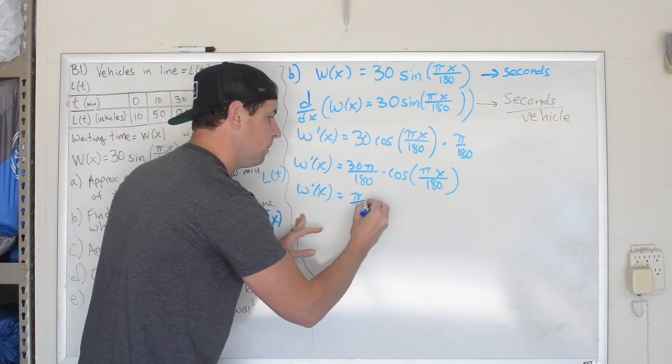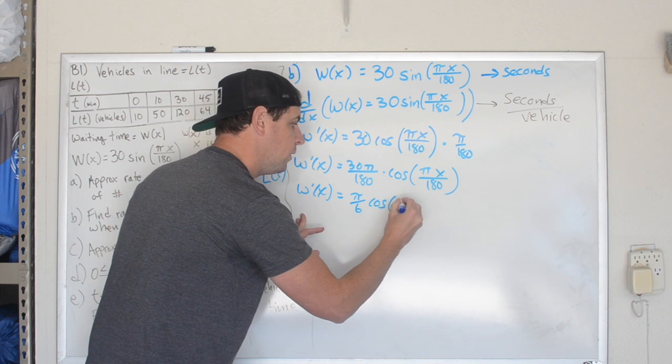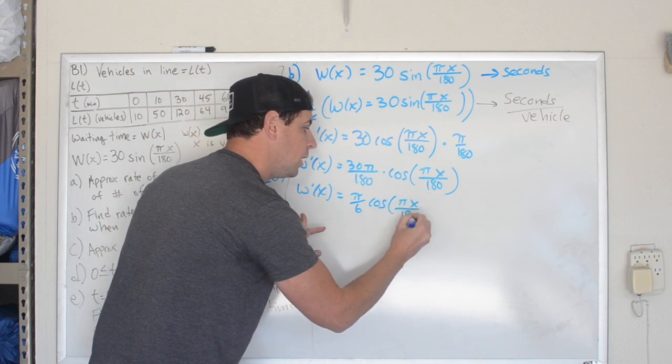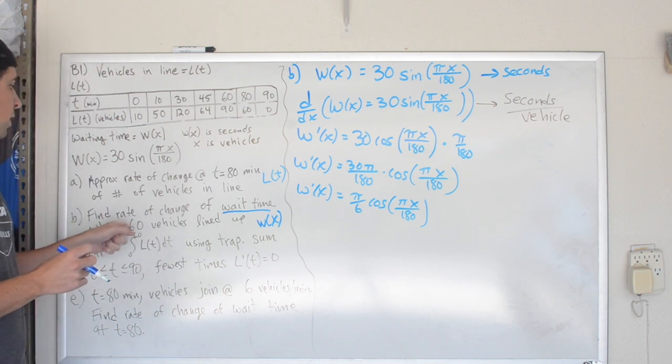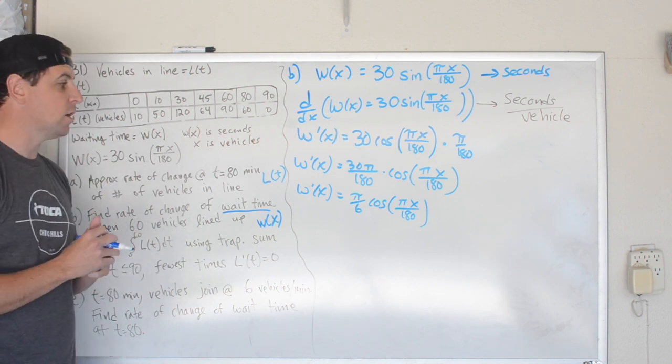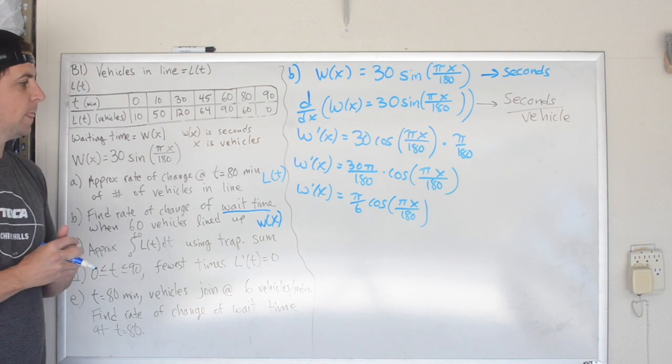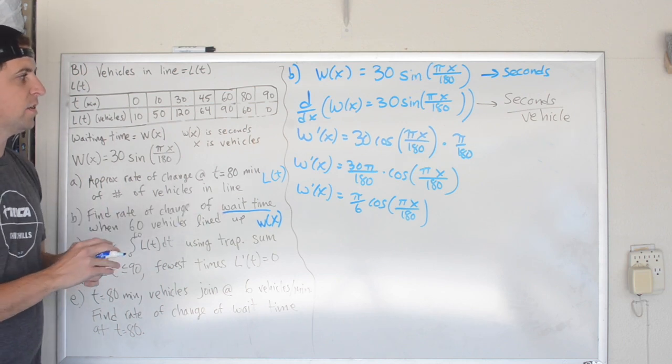Pi over 6 times cosine of pi x over 180. So, here now, I am looking for the rate of change when 60 vehicles are lined up. Remember, 60 is our x. So we're going to find w prime of 60.